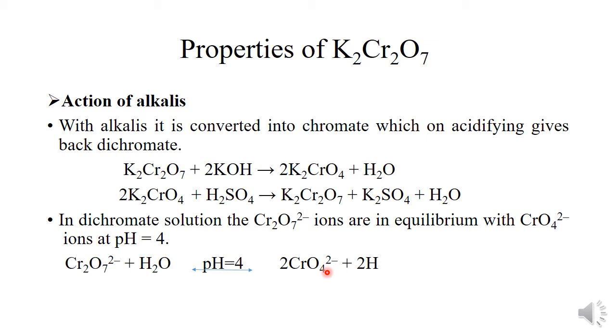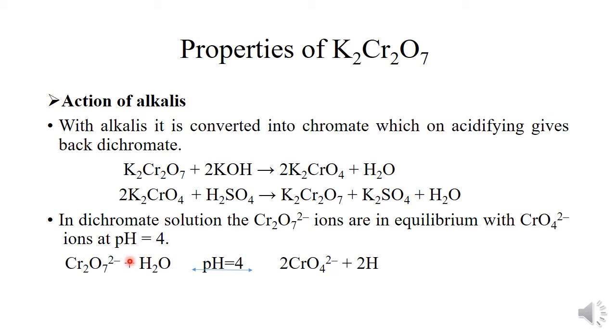chromate solution. But when acid is added, that is, when the pH of the solution is decreased, the concentration of H positive ions is increased, so the reaction proceeds in the backward direction, thereby producing an orange red dichromate solution. So it is clear from this that chromate ions and dichromate ions are both in equilibrium with each other at a pH value of 4.